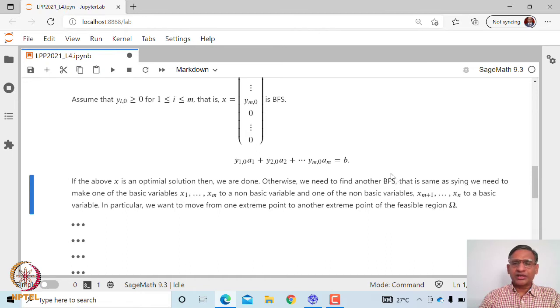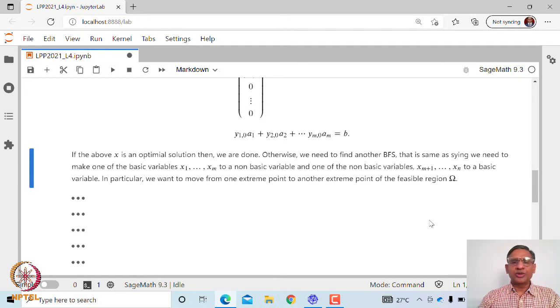That means we need to find another basic feasible solution, and that is the same as saying we need to make one of the basic variables from x1 to xm a non-basic variable and one of the non-basic variables from xm+1 to xn a basic variable. In terms of omega, this simply means that we need to move to another extreme point. At present, this basic feasible solution is an extreme point, that is a corner point. So we need to go to another corner point. That is the same as saying update this basic feasible solution.